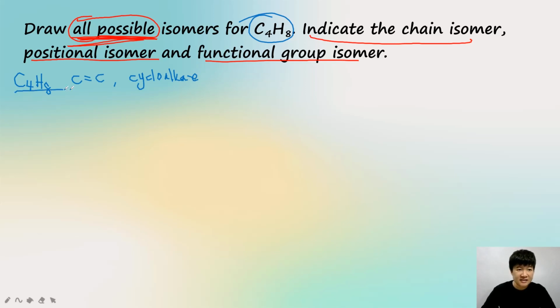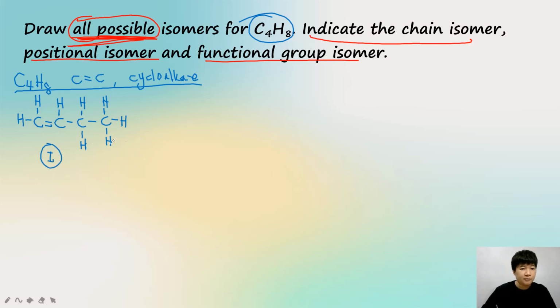Let's start with a C double bond C straight chain, 4 carbon. The way to draw all possible isomers is to start with the simplest first, 4 carbon, double bond on the first carbon. Put in the hydrogen that you have. Label this as my Roman 1, structure number 1. The second structure is, don't mix everything up first, go for the chain isomer. Alright, you can make it shorter from 4 carbon, make it shorter to 3 carbon.